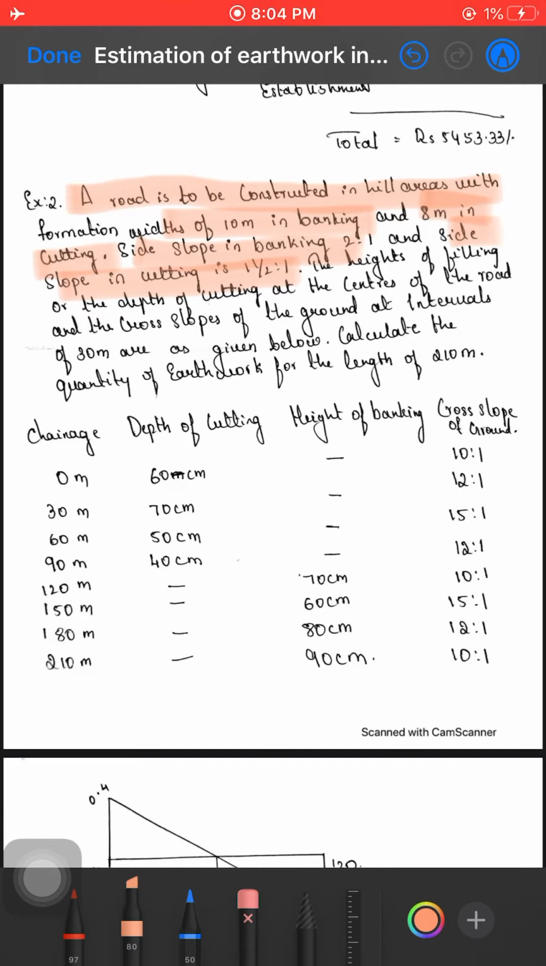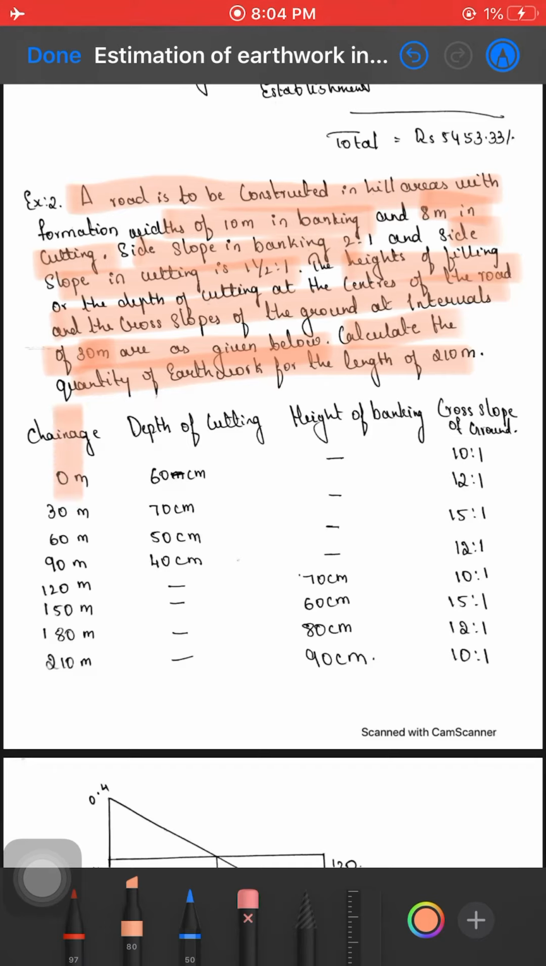Okay, so in banking the capital B is 10 meters and in banking the S:1 is 2:1, and side slope in cutting is 1.5:1, and in cutting the formation width is 8 meters. Okay, so the height of filling or the depth of cutting at the center of the road and the cross slopes of the ground at intervals of 30 meters are given below. Calculate the quantity of earthwork for the length of 210 meters.